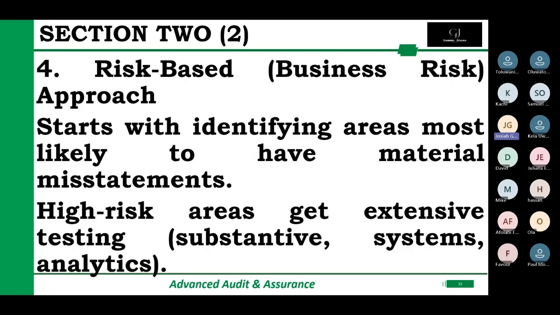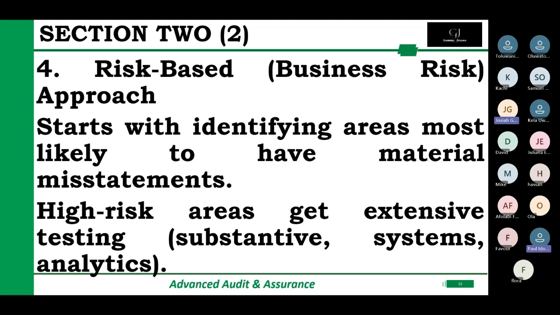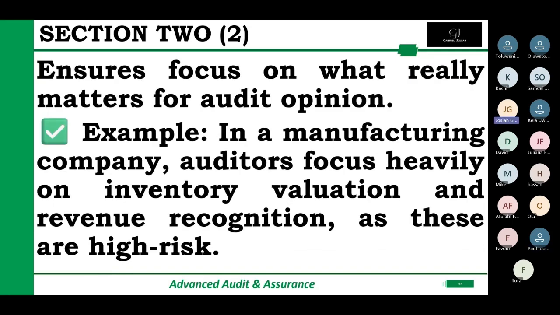Then for the risk-based approach, which is the business approach, it starts with identifying. You have to sit down, especially at the planning stage, to identify areas that are most likely to have material misstatement. High-risk areas get extensive testing. So the risk-based approach could employ any of the first three we've looked at. You could employ the substantive or the system-based approach, together with high-value analytics. And it ensures you focus on what really matters for the audit opinion.